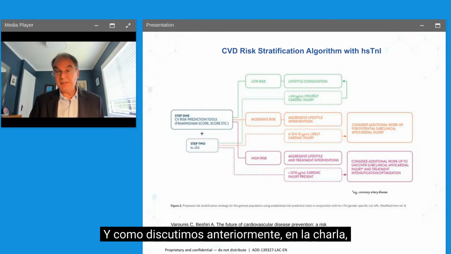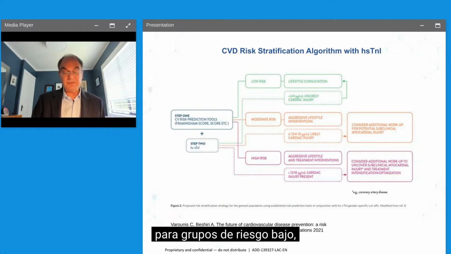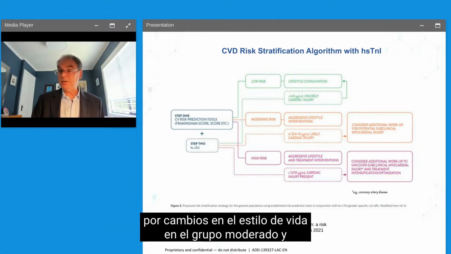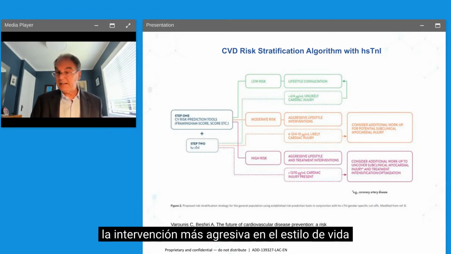And as we discussed earlier in the talk, the recommendations would be lifestyle consultation for the low risk group, more aggressive lifestyle intervention and low intensity pharmacological treatment if risk factors are not controlled by lifestyle changes in the moderate group. And then for the high-risk group, more aggressive lifestyle intervention and high-intensity pharmacological treatment.